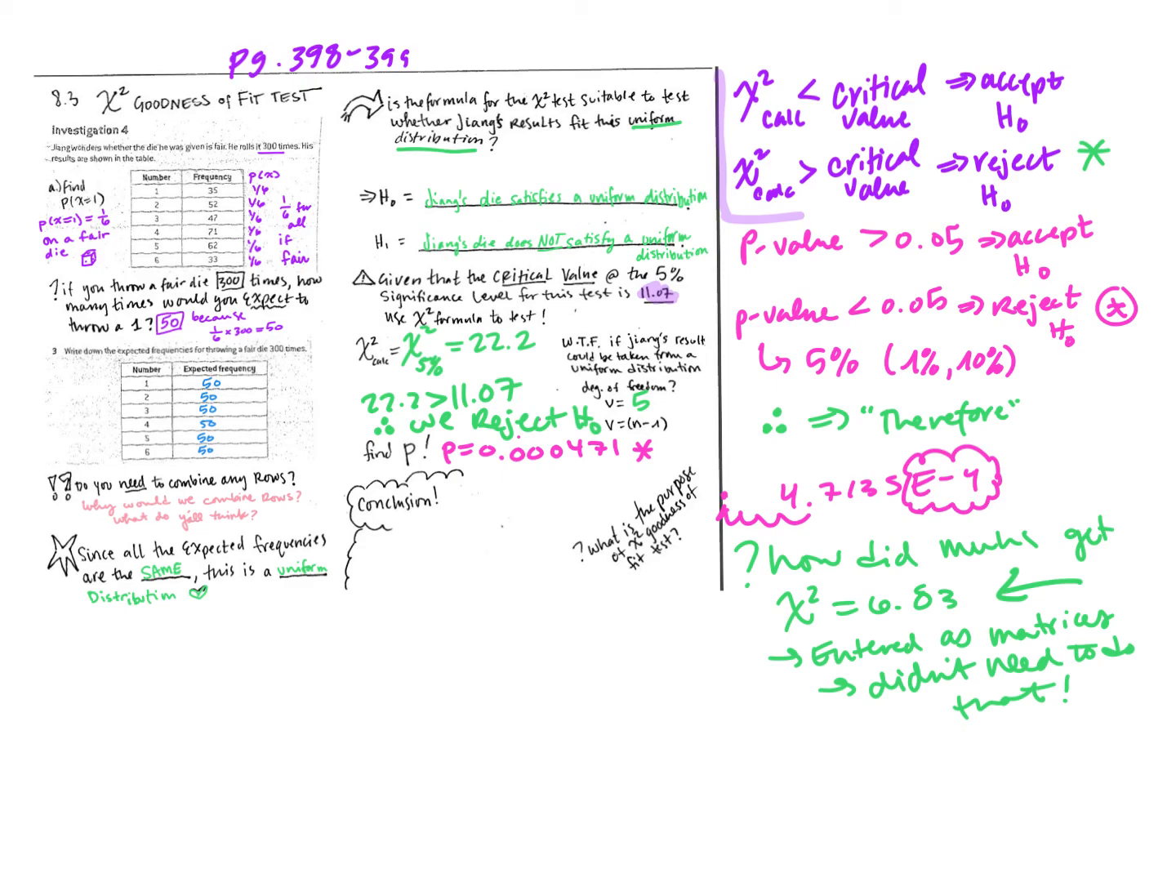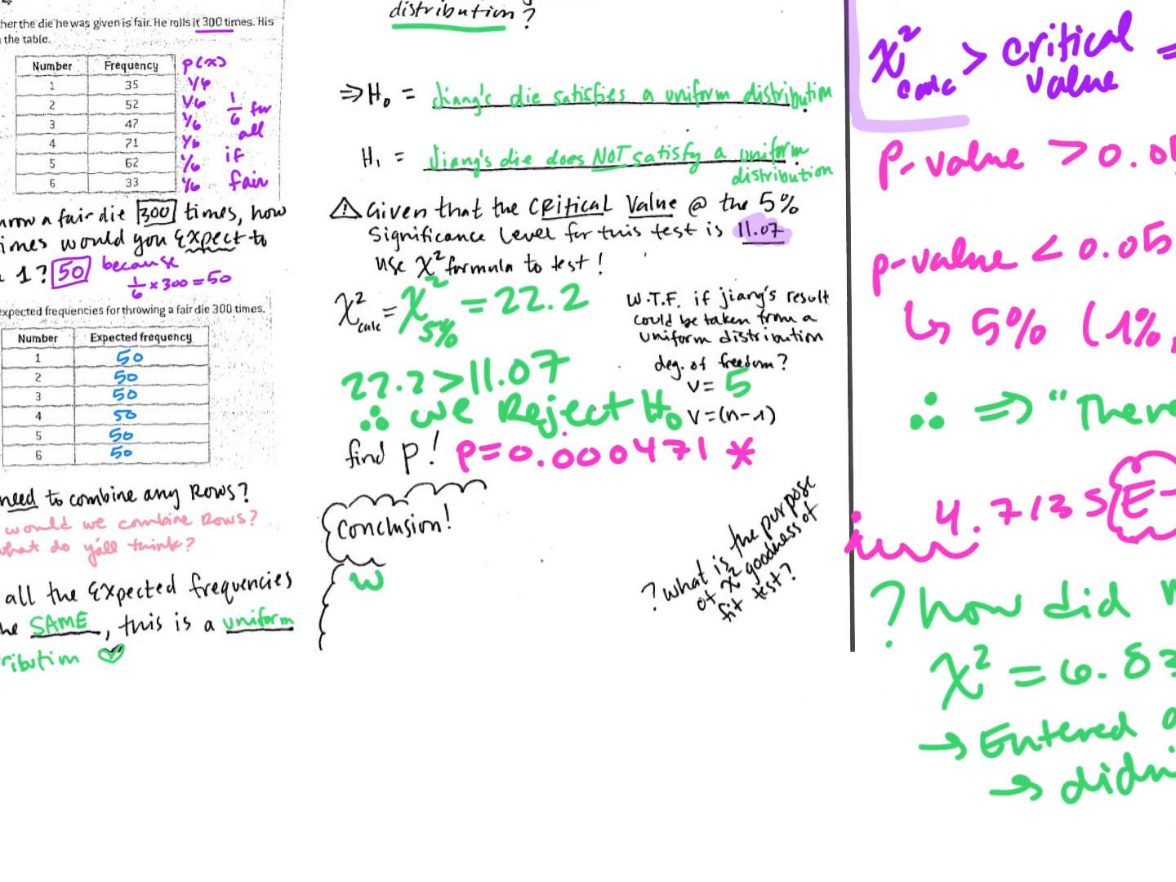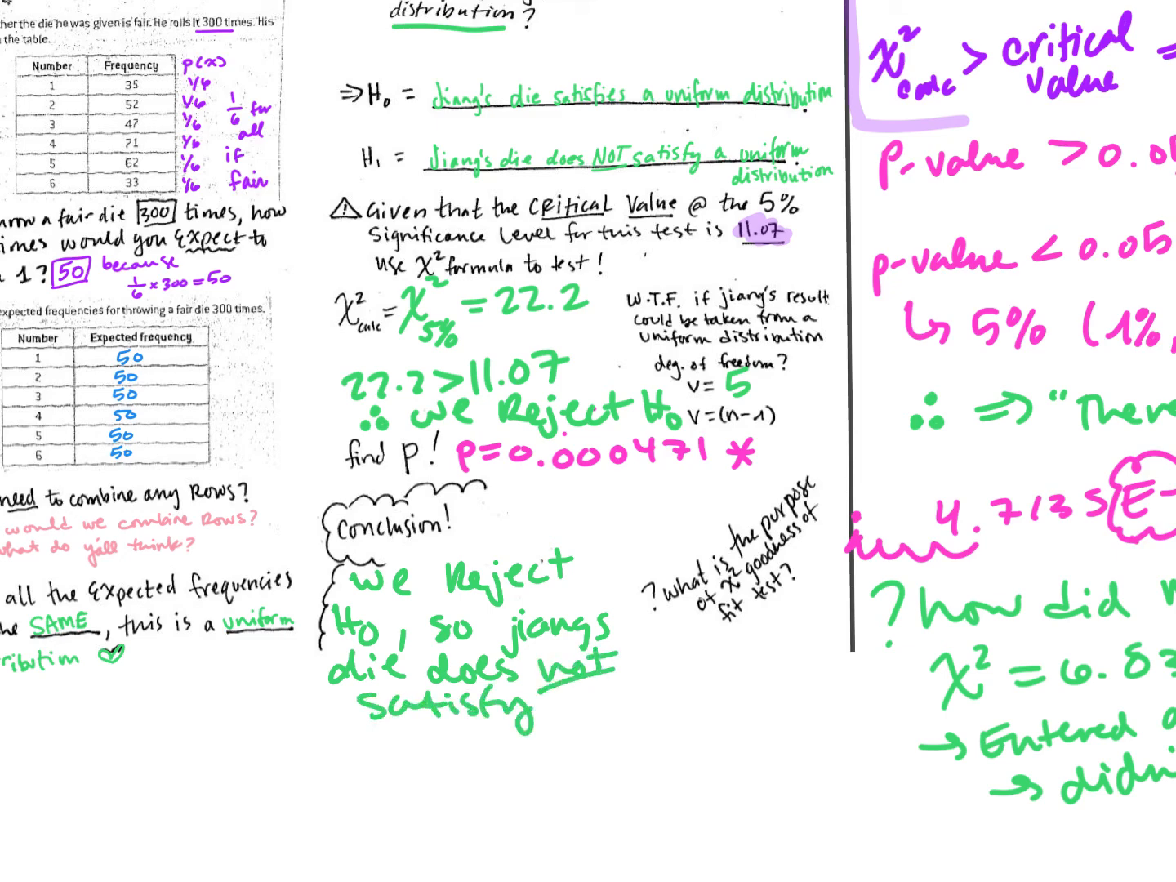So for this, we are going to reject. So we collectively reject the null hypothesis. Oops, I forgot an I. Die does not satisfy a uniform distribution. And they're talking about this data up here. This one is uniform. This one is not.